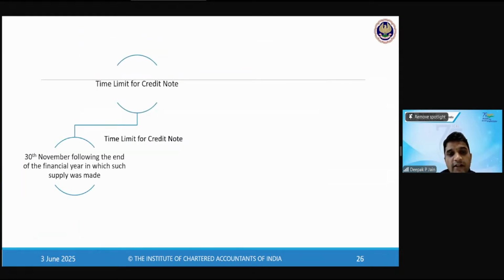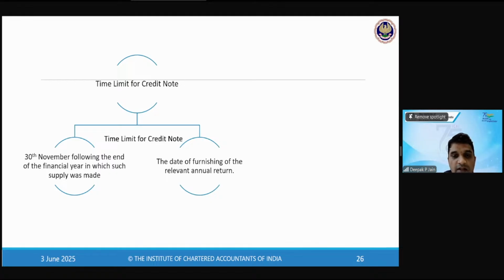Now, time limit for credit note. The time limit within which you can issue a credit note is 30th November following the end of the financial year in which such supply was made, or the date of furnishing annual return, whichever is earlier. You can raise a credit note within this time limit, not beyond that.